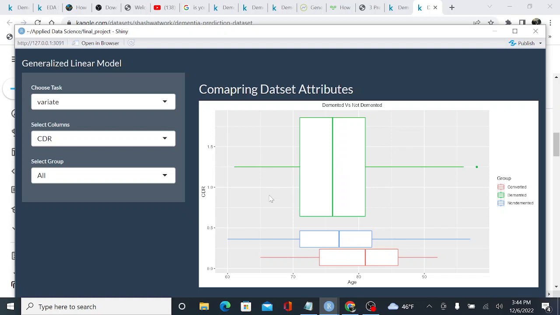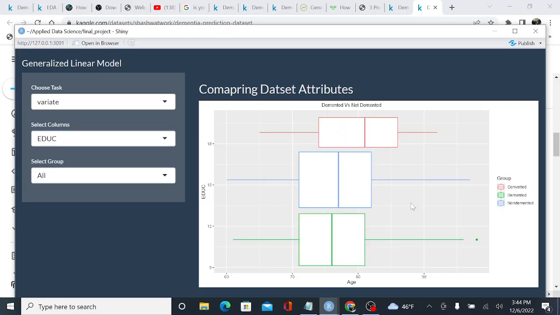So I started with the CDR. As you can see, if your CDR level is above 0.5, this is right here, then you'll be demented. If your CDR level is 0.5, it is all demented. If your CDR level is low, then you should be okay. There's no chance of contracting dementia according to this plot.